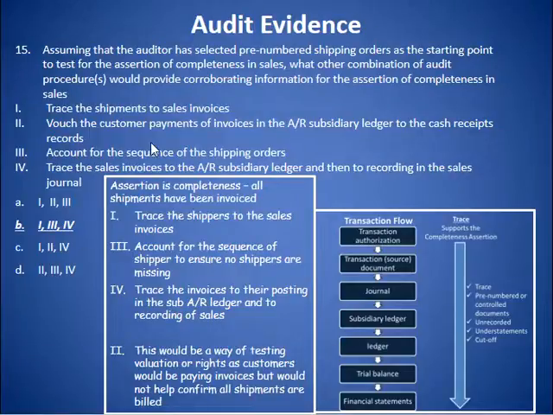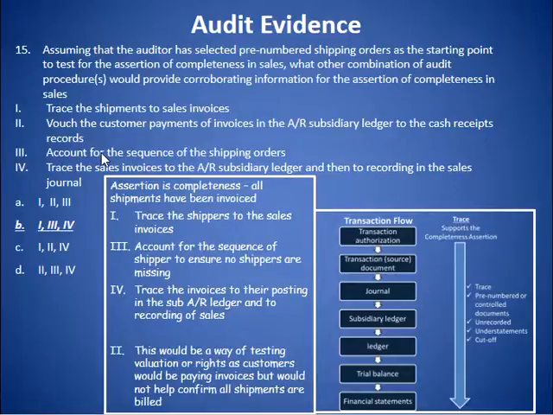Number 2, vouch the customer payment of invoices in the accounts receivable ledger to the cash receipts record. So if we go to the accounts receivable subsidiary record and want to vouch those records, what we're really doing is going from this point and going up in the transaction flow. So that would not be a completeness assertion, that would be more of an existence or a valuation assertion.